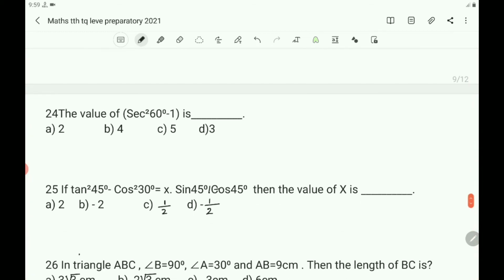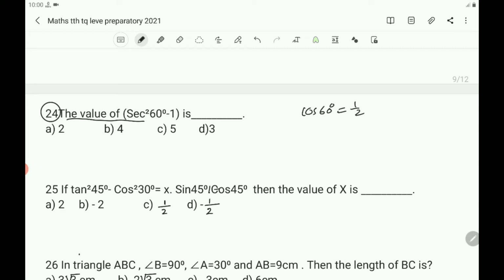Next you take question number 24. The value of sec² 60 minus 1. In this case you must know the values of the trigonometric ratios from 0 degree to 90 degree. So sec 60. If you know cos 60 is how much? Cos 60 is 1 by 2.